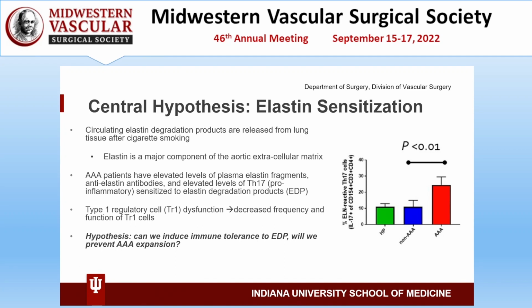Compounding this problem is a defect in type 1 regulatory cells in both function and frequency of these cells. This suggests there is a failure to induce tolerance to elastin as well as sensitization to these elastin products. This excess Th17 can secrete further pro-inflammatory cytokines, degrading the elastin in the aortic wall and resulting in AAA formation and growth. Our hypothesis, therefore, is can we induce immune tolerance to these elastin degradation products, and will this prevent AAA expansion?